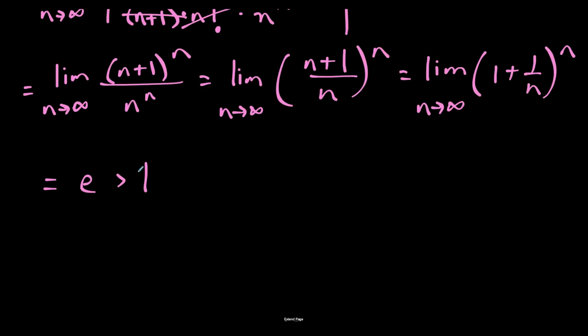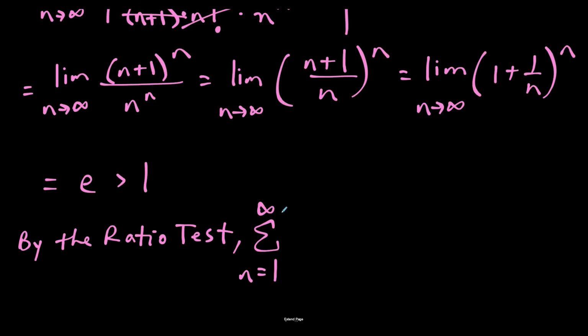And because e is greater than 1, our limit here tells us by the ratio test that our original series diverges. If you didn't know the limit definition for e, you would have to go through this limit using natural log, and that's a very messy process, so it definitely helps to know that definition of e.